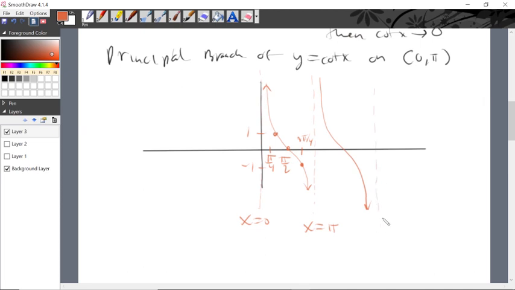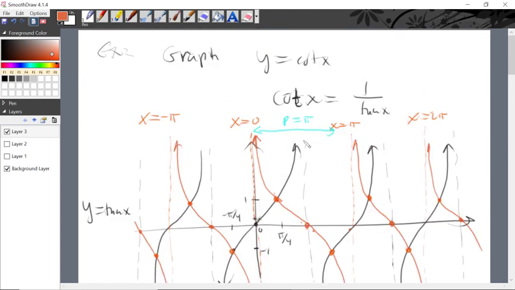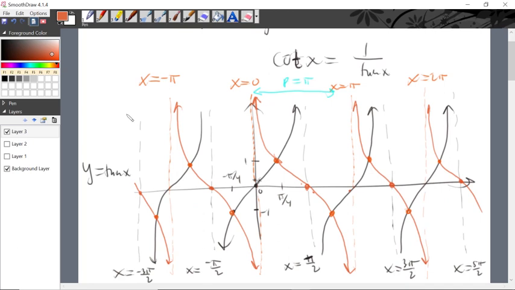So there would be another vertical asymptote at x equals 2 pi, for instance, and then the pattern repeats again, right, on and on. And the pattern repeats to the left as well, of course. So x equals -pi. All right, there's your cotangent function then. Okay, y equals cotangent of x. And the principal branch is from 0 to pi. All right, so up here, this was 3 pi over 4 and -1.